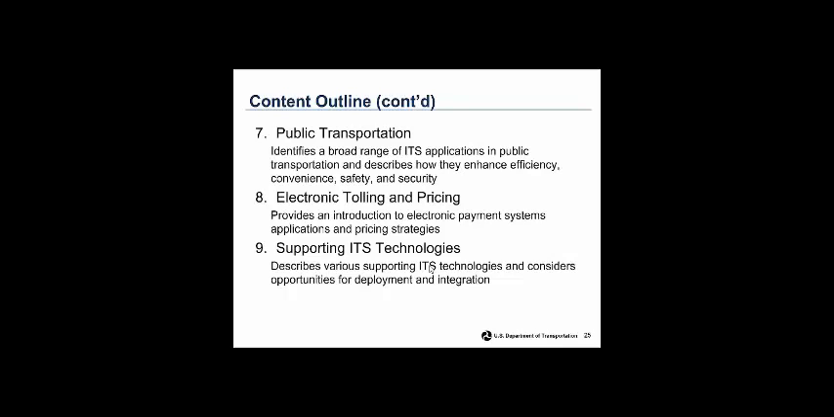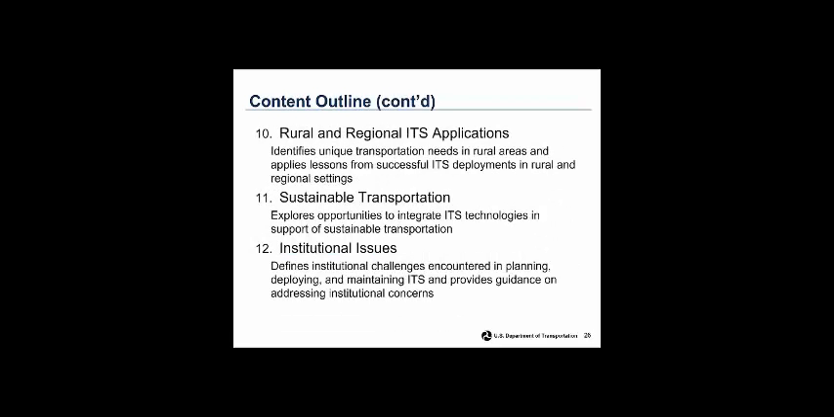Module 9 will focus a little bit more on the types of supporting technologies that are out there to support ITS. Module 10 will look at rural and regional applications. A lot of ITS has been at the urban level, but there are applications in the rural areas that are meaningful and significant. This module will focus on that. Module 11 looks at ITS from a sustainability perspective. Module 12 is focusing on institutional issues.